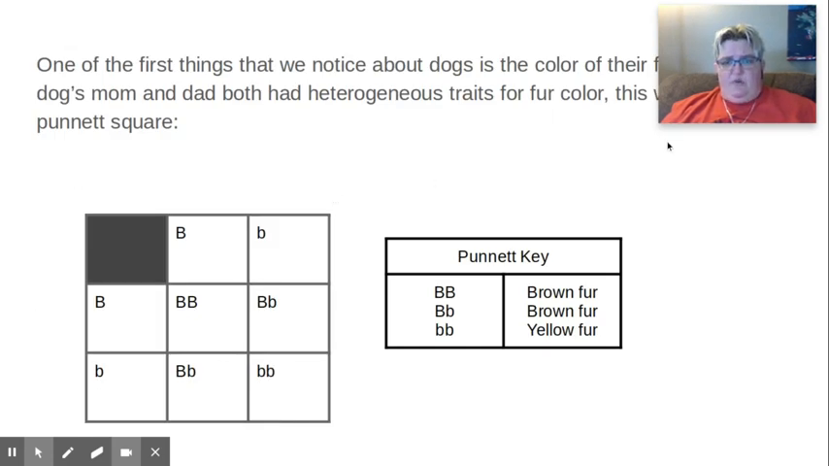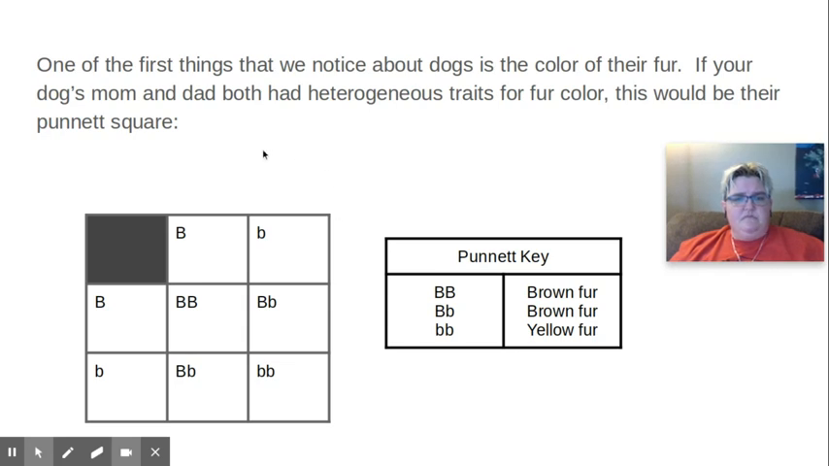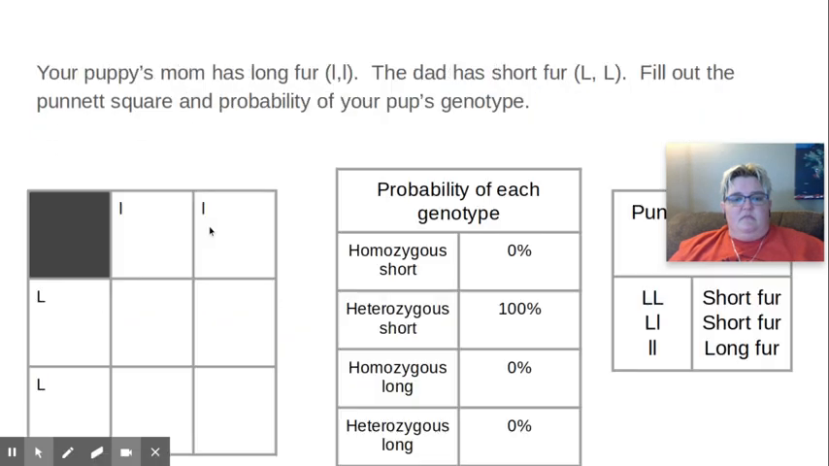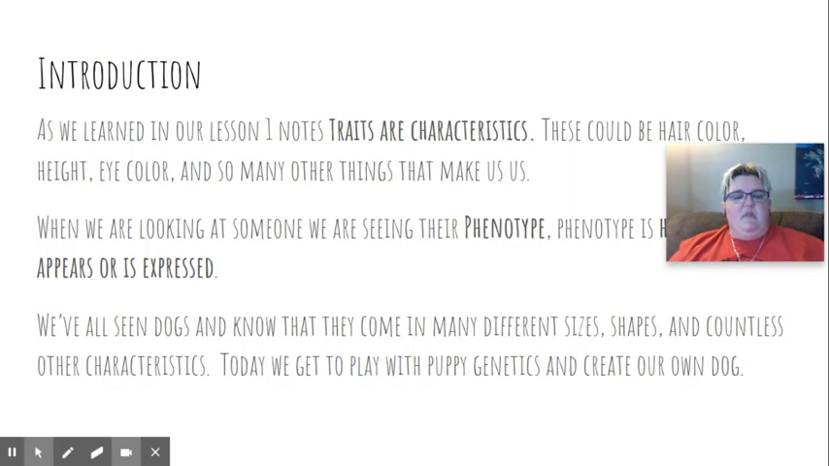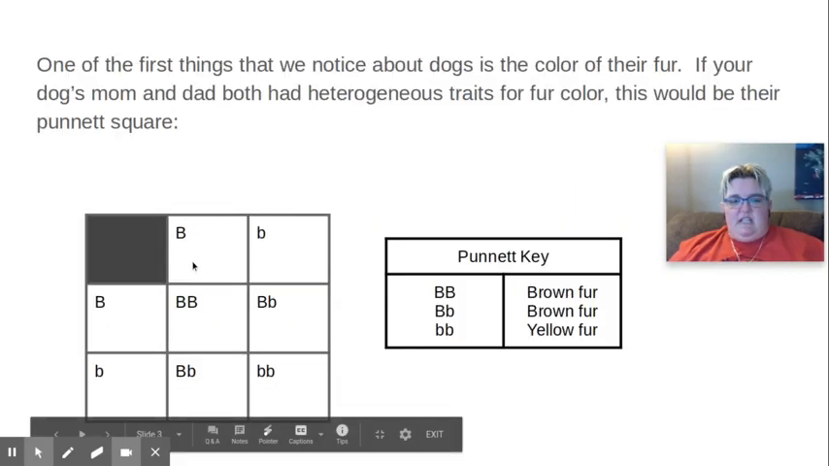One of the first things that we notice about dogs is the color of their fur. If your dog's mom and dad both had heterozygous traits for fur color, this would be their Punnett square. Remember, from our previous notes, heterozygous means one of each. So we're having mom up top and dad to the side.